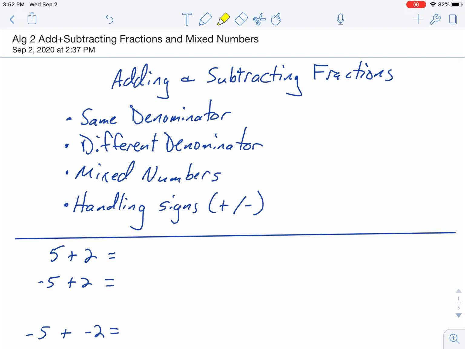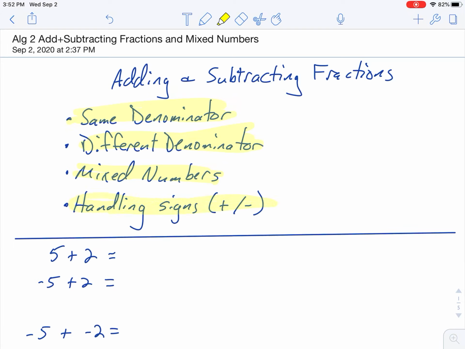So we will be looking at adding and subtracting fractions with the same denominator, which is super easy. That's going to take a few seconds. Different denominators, that's probably something that you remember doing in your younger years that you really were not a fan of. We'll deal with mixed numbers again, which become improper fractions. And we need to talk about signs.